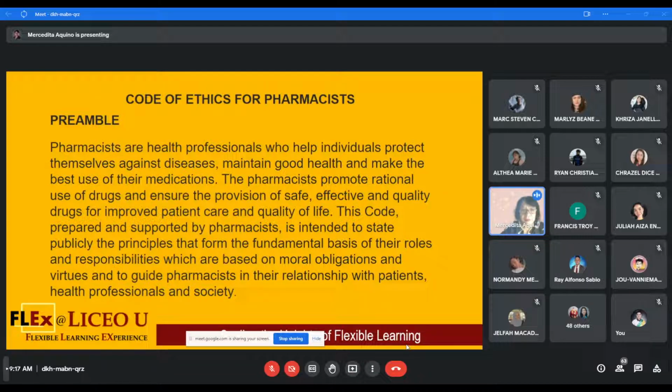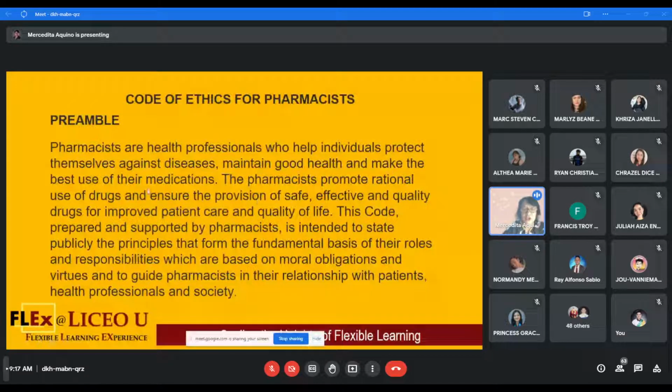This code, prepared and supported by pharmacists, is intended to state publicly the principles that form the fundamental basis of their roles and responsibilities, which are based on moral obligations and virtues to guide pharmacists in their relationship with patients, health professionals, and society. So it is emphasized here, promote rational use of drugs and ensure the provision of safe, effective, and quality drugs to improve patient care and quality of life.